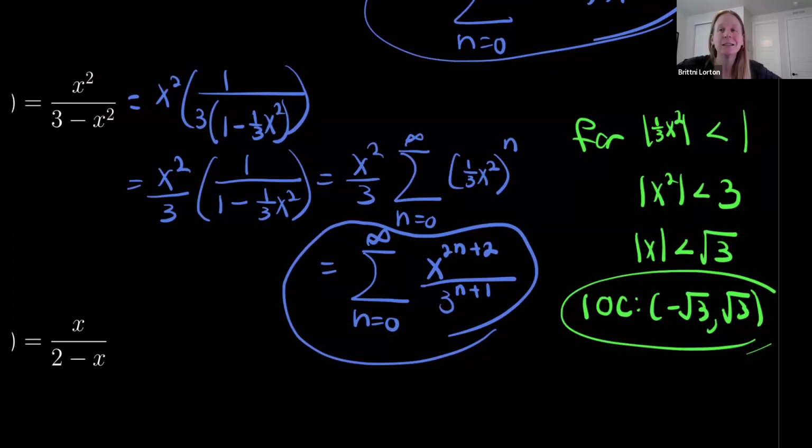Now you don't need to test the endpoints for geometric series. We already tested the endpoints for geometric series. Let's do another one. Practice makes perfect. This one's hard. This is hard stuff. You want to try to get it to look like a geometric series. That's our goal. We're going to try to get our function to look like a geometric series.